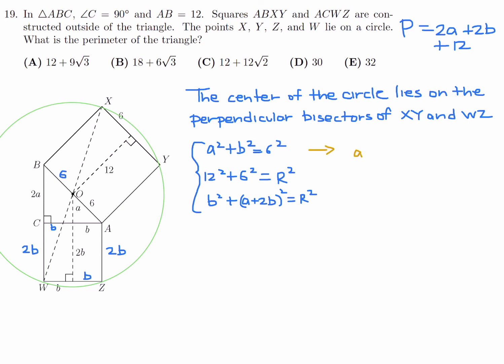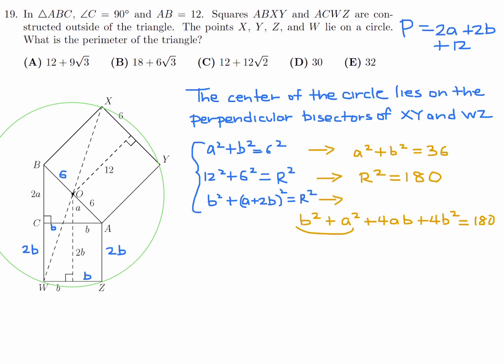So this gives me A squared plus B squared is 36. This gives me R squared is equal to 180. And this one, if you expand it, you get B squared plus A squared plus 4AB plus 4B squared is equal to R squared, which is 180. But B squared plus A squared is 36. So I can put that in there.